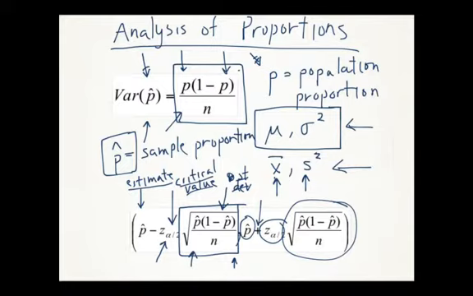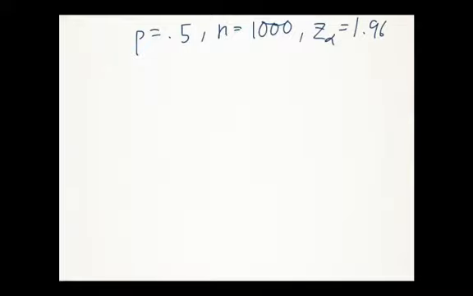So what happens if we stick in particular numbers for this? Imagine that p is 0.5. That means that half of the people in the country approve of the president. And we sample 1,000 people, so n is equal to 1,000. And we set z alpha to be 1.96. That means that we're going for a 95% confidence interval. Okay, so this is actually z alpha over 2.